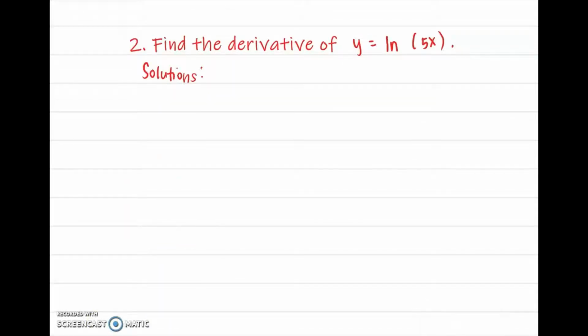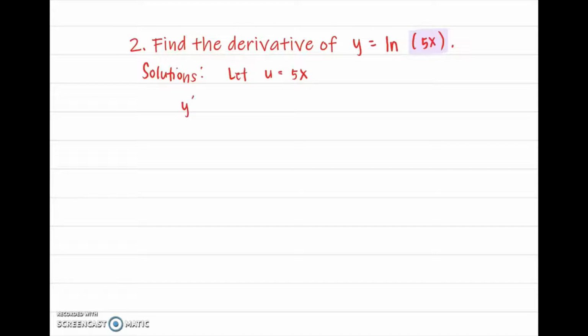Now let's go to our second example. Find the derivative of y equals ln 5x. First step will be identify your u. So let u be 5x. And then now you can start solving for the derivative.